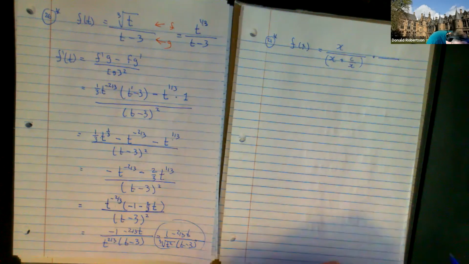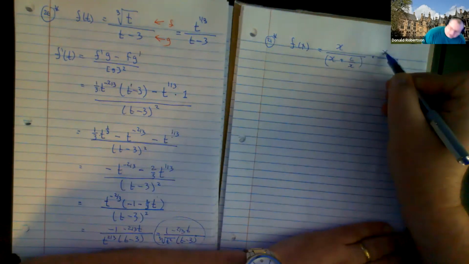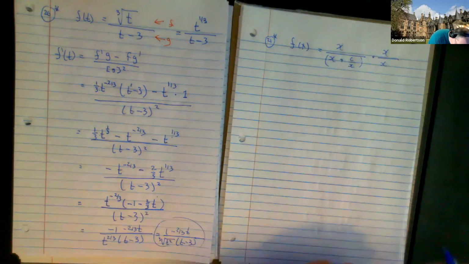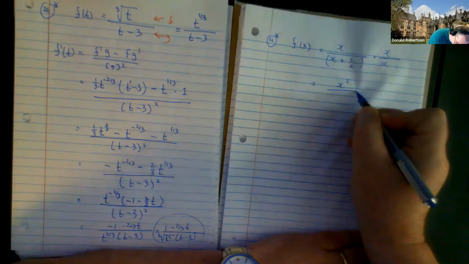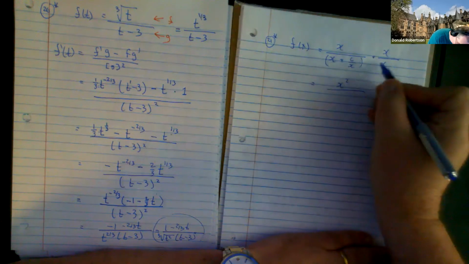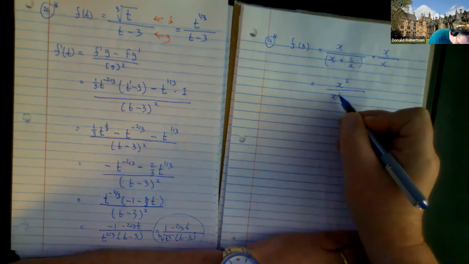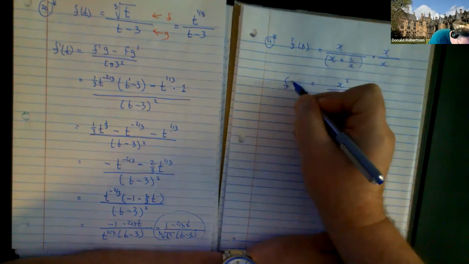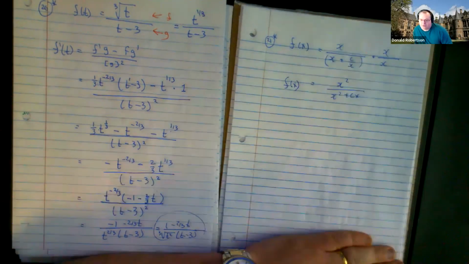So I am going to multiply the top and bottom here by x. Right? It's a special version of 1, so I'm allowed to do that. So I get x squared. x times that is x squared plus cx. So this new version of f of x is this one.